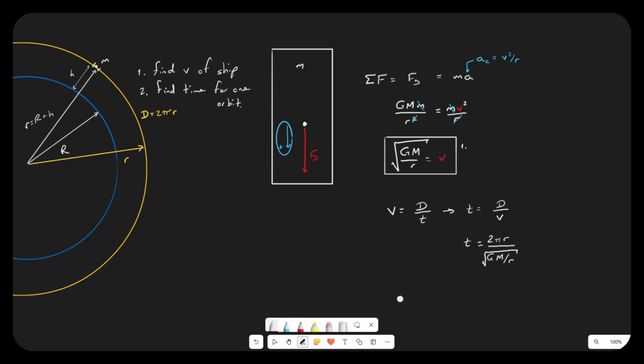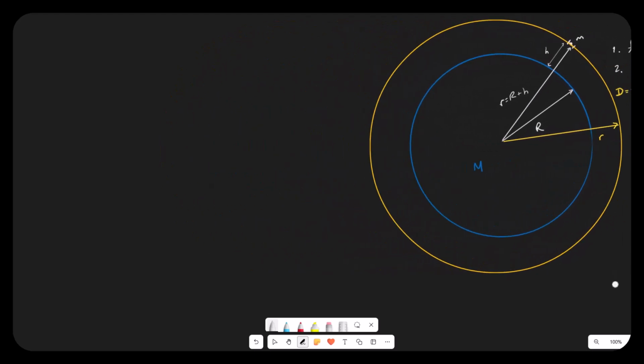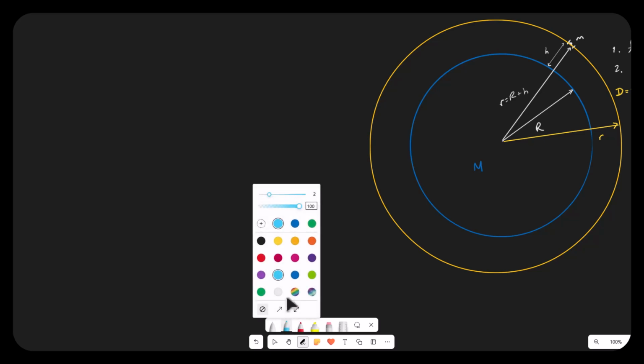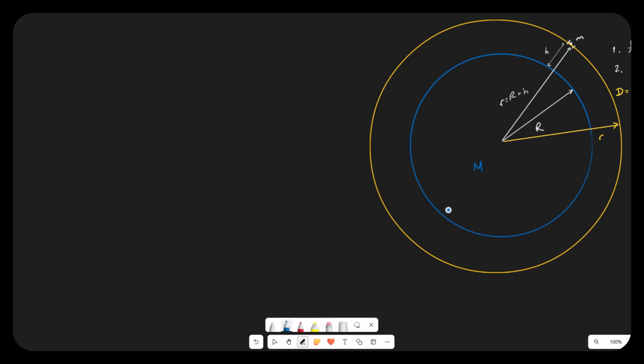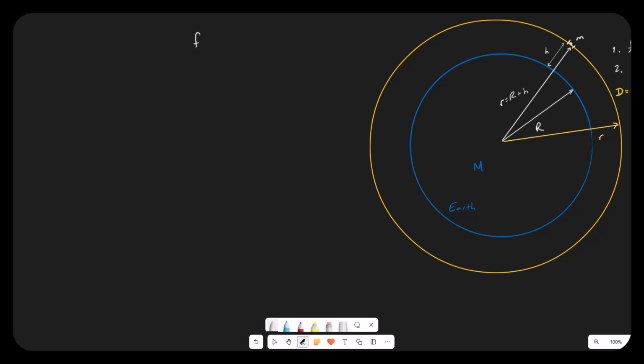I can do a little bit more with this, and that's the idea of geosynchronous orbit, which is a different problem, but it's related, so I'm going to do that too. Let's say I've got this same planet, and now we will switch and call this thing Earth. We didn't call it anything before, but let's call this thing Earth. I would like to find the altitude for geosynchronous orbit.